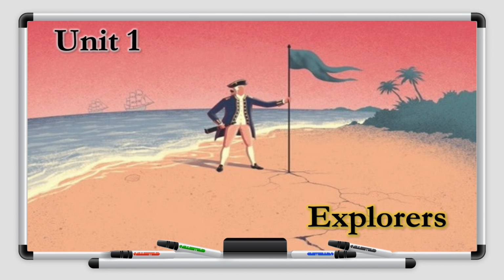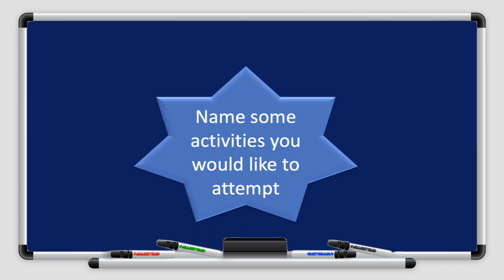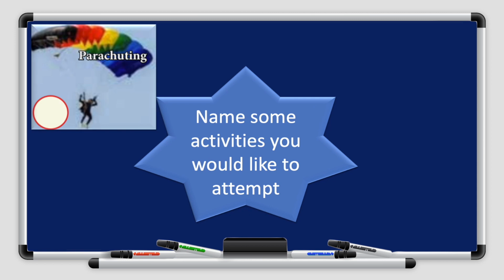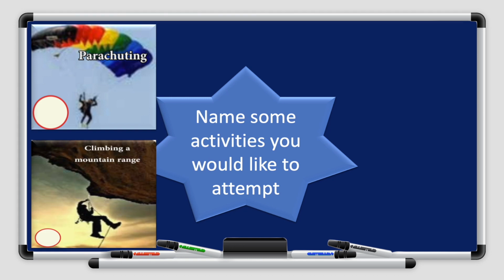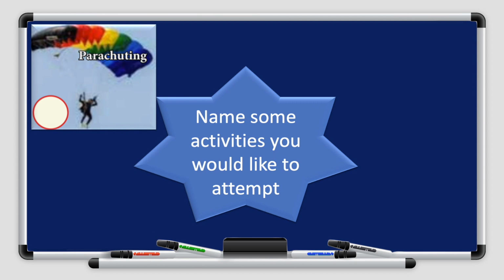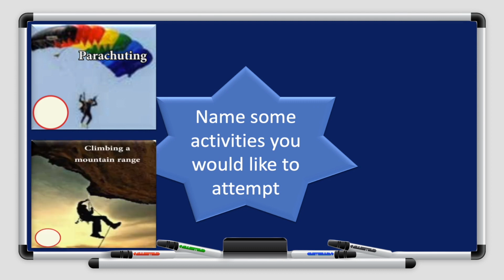Now we are going to name some activities that I personally would like to attempt. What about you? First activity for today is parachuting. The second activity is climbing a mountain range. Yes, you go and climb a mountain range with all of the safety precautions until you get to the top of the mountain that you are climbing.